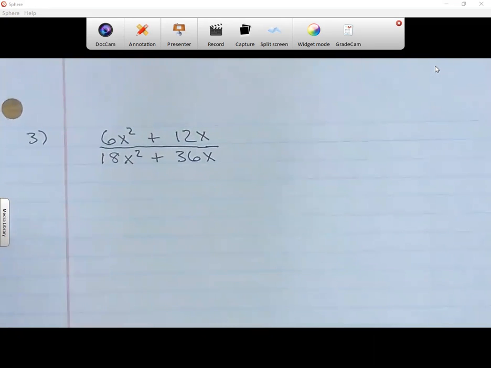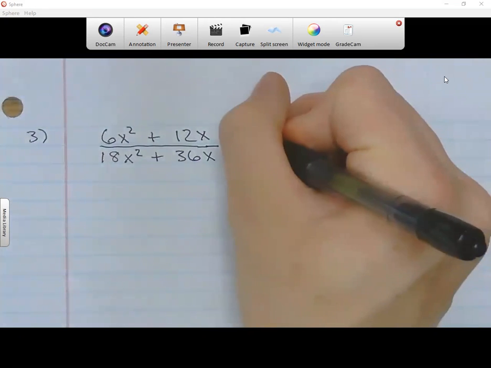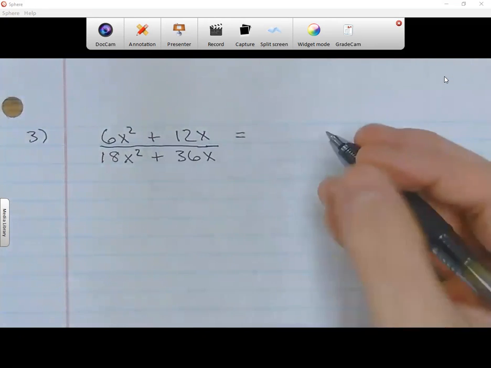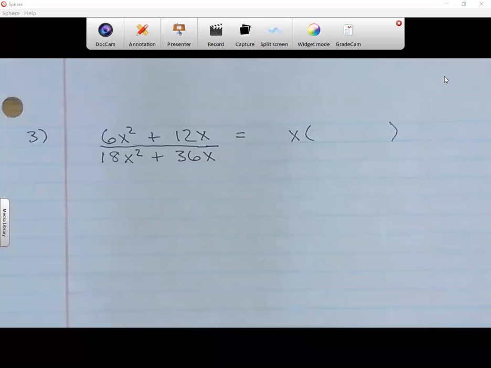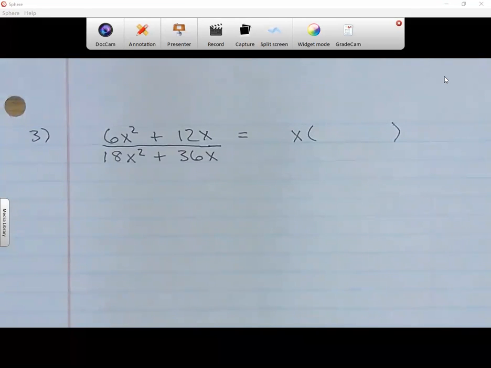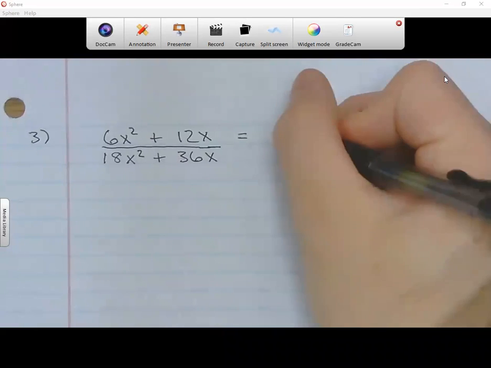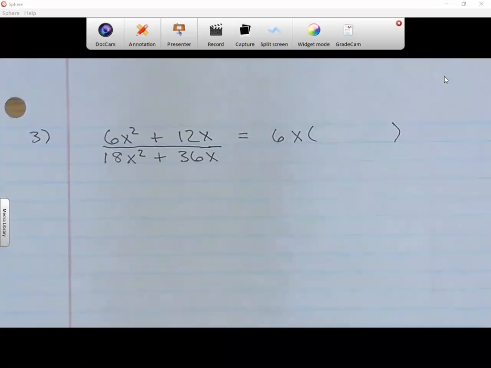All right, so what can I do to the top and what can I do to the bottom? Let's just look at the top first. What do both of these terms have in common? They both have an x, that's right. So we can take an x out. But what else do they have in common besides that x? Well, 6 and 12, I can divide both of those numbers by 6. So I know I can take out a 6 at the very least. So I know that 6x is going to be called my GCF, the greatest common factor. It's got to be what they have in common.